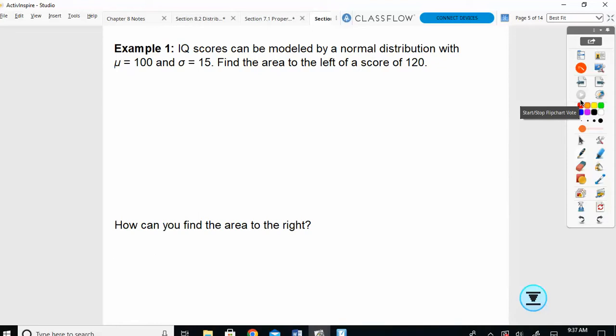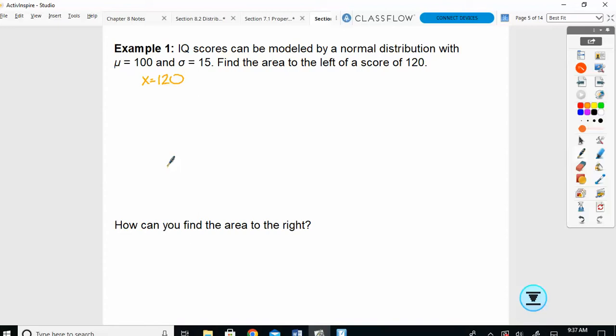IQ scores can be modeled by a normal distribution with a mean of 100 and standard deviation of 15. Find the area to the left of a score of 120. All right, so 120 is my x. If I am going to use this table, I can't have x though. What do I have to have? Z.